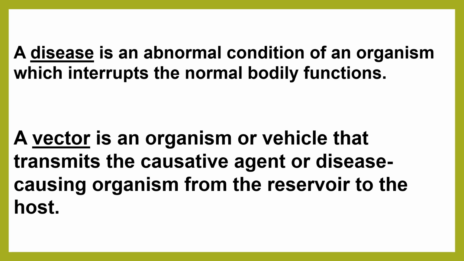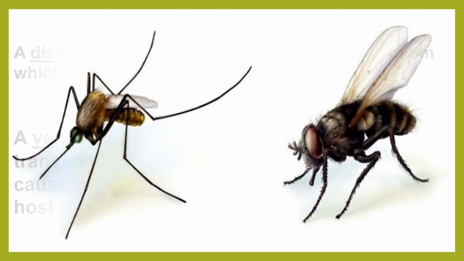Now, usually, vectors are often raised or they breed in areas that are highly polluted, especially polluted by garbage. Sounds familiar? All right, let me show you what I'm talking about. So here we have the mosquito and the common housefly. These are examples of vectors.